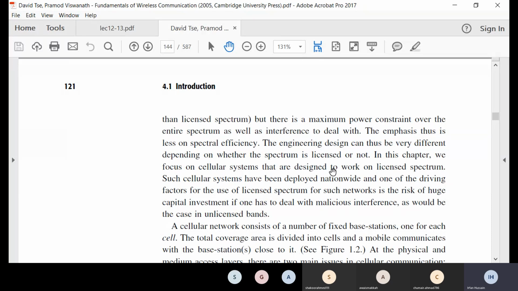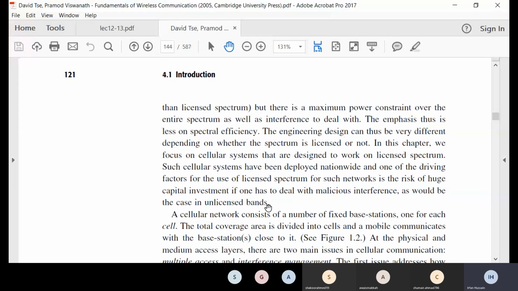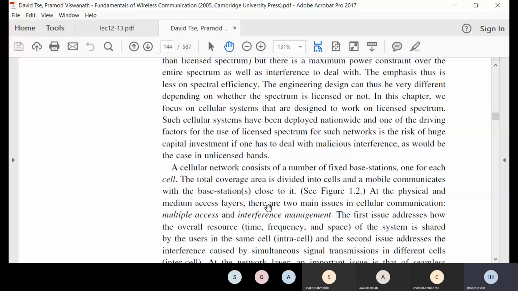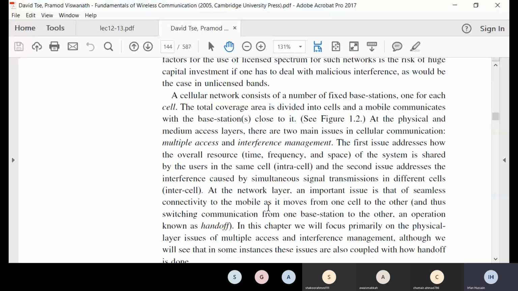Now focusing on cellular systems, we know that they are deployed internationally, and huge capital is invested in these systems. The structure is very simple. You have a base station for every cell, so the whole coverage area is divided into cells. For example, let us say Zong has divided Lahore into, I don't know, 20, 40, 80 or 90 cells. A mobile will communicate with the base station closer to it.